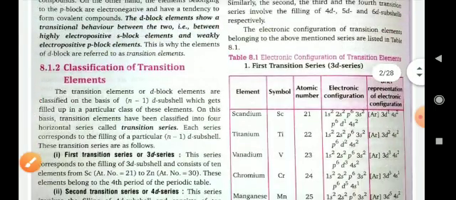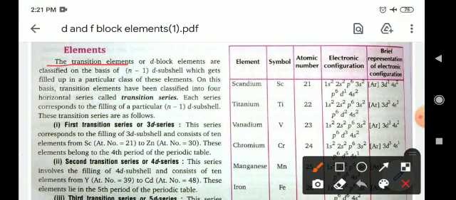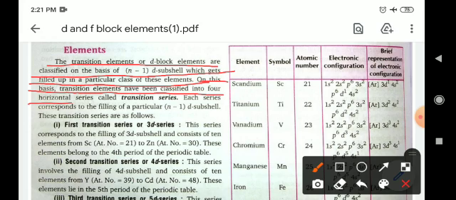Now, classification of transition elements. The transition elements, or D block elements, are classified on the basis of the (n minus 1) D subshell, which gets filled up in a particular class of these elements. On this basis, transition elements have been classified into four horizontal series called transition series. Each series corresponds to the filling of a particular (n minus 1) D subshell.